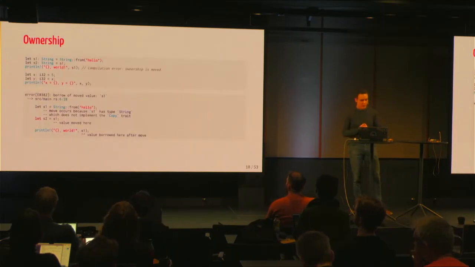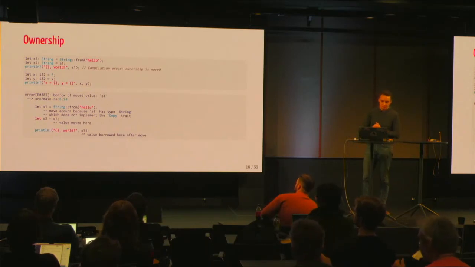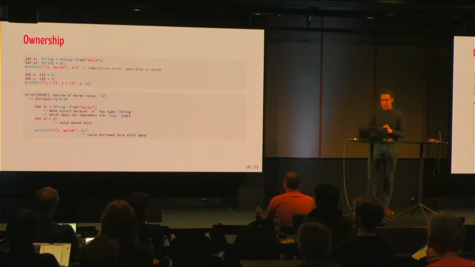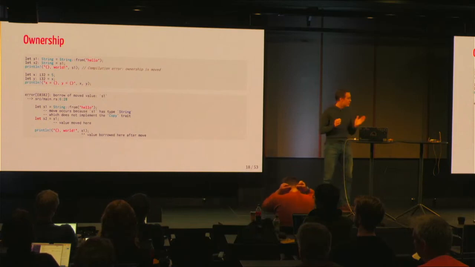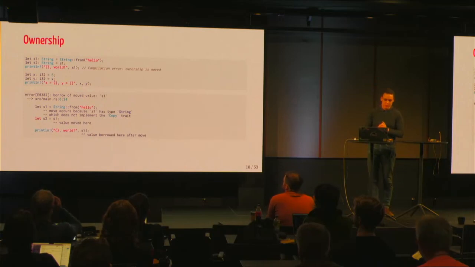So here on the first line, we create a string hello, and we assign it to s1. And on the second line, we say that the value s2 should equal s1. And then on the third line, we print s1. And that will actually give us a compilation error saying that the ownership was moved. We have the error message at the bottom here. At the very bottom, the compiler will say value borrowed here after move. We try to refer to a value that has had its ownership moved.